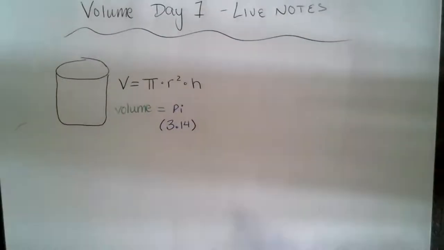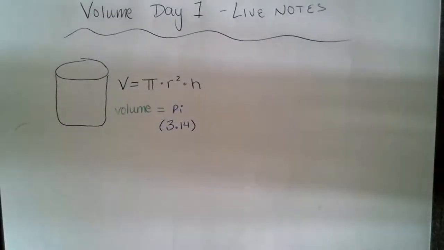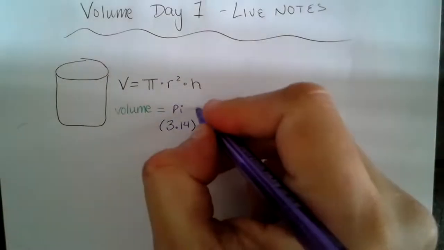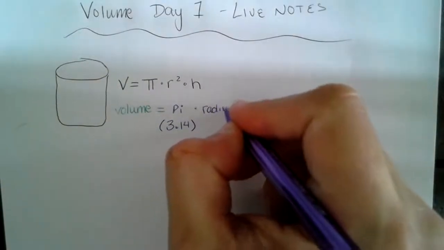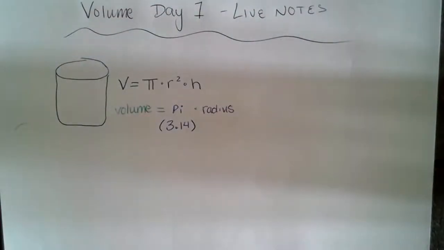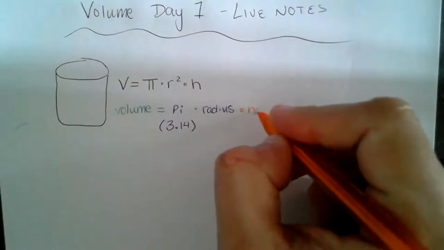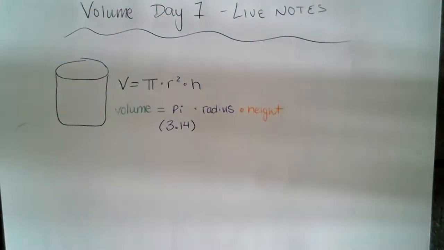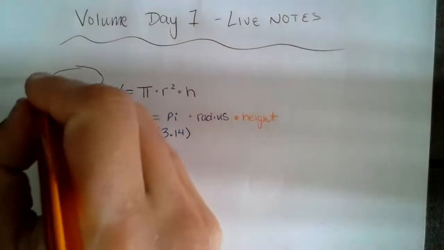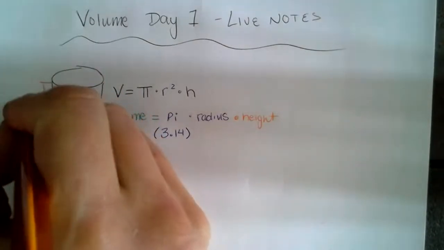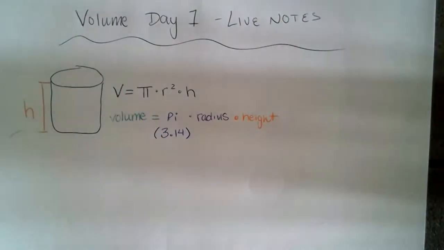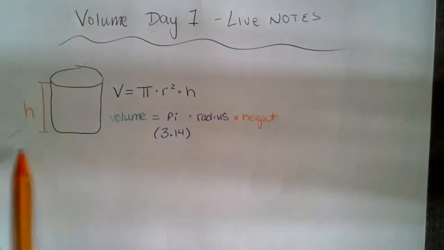Now, we have two other letters that are in this formula. The first one is radius. That's what R stands for. And the last one is height. So when I'm looking at this shape, this is going to be our height, how tall the cylinder is. And again, a cylinder could be like a can of Coke, for example, or a Monster or a Red Bull, right? Anything in a can, the tomato soup as well. How tall is the container, the height?